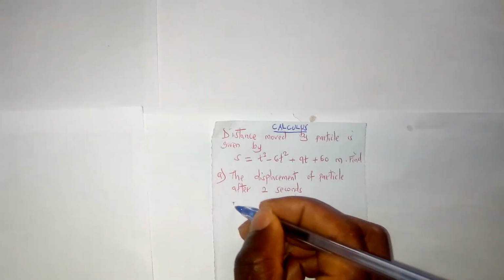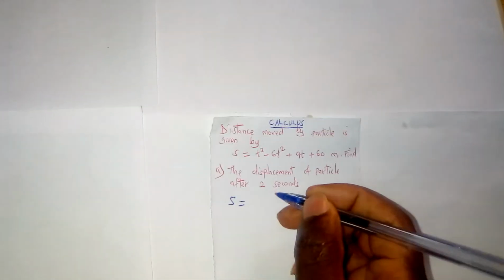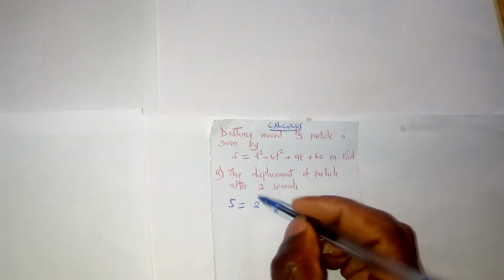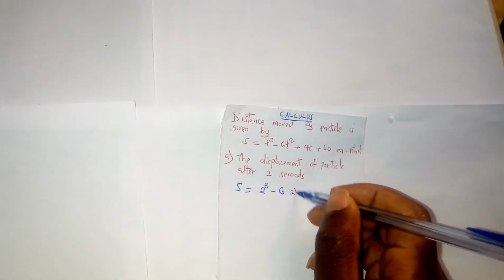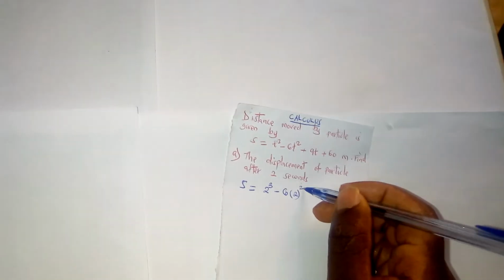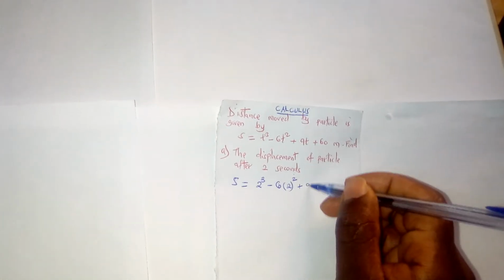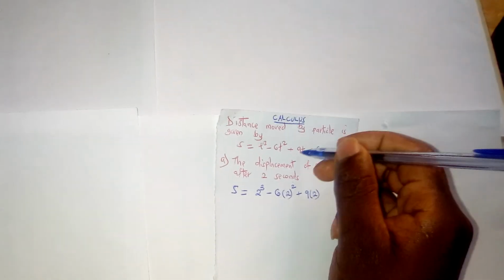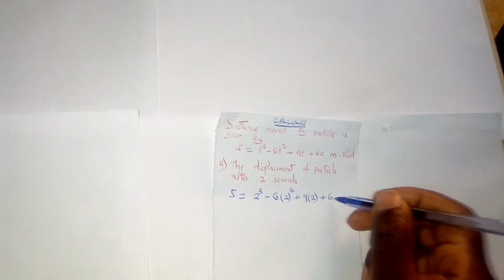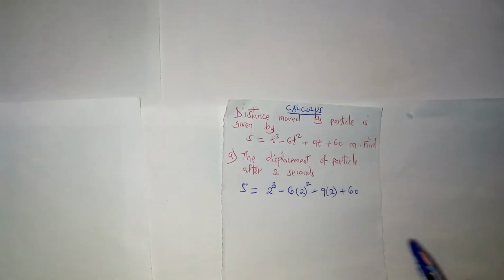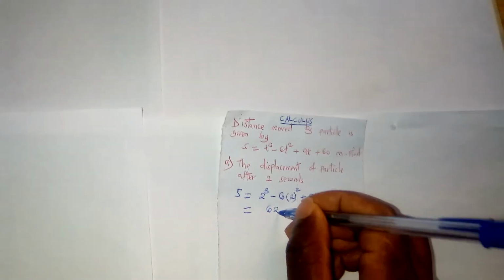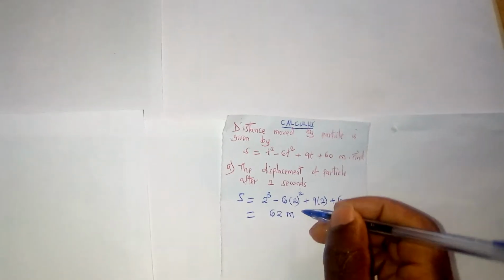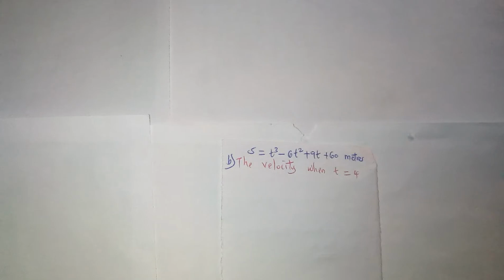So s, which is displacement, equals 2 cubed, because t is cubed, minus 6 times 2 squared, because it is 6t squared, then plus 9 times 2, because it is 9t and t is 2, then lastly plus 60, which is a constant. When you do that, you shall have 62. Remember displacement is in meters, so 62 meters. That is question A.